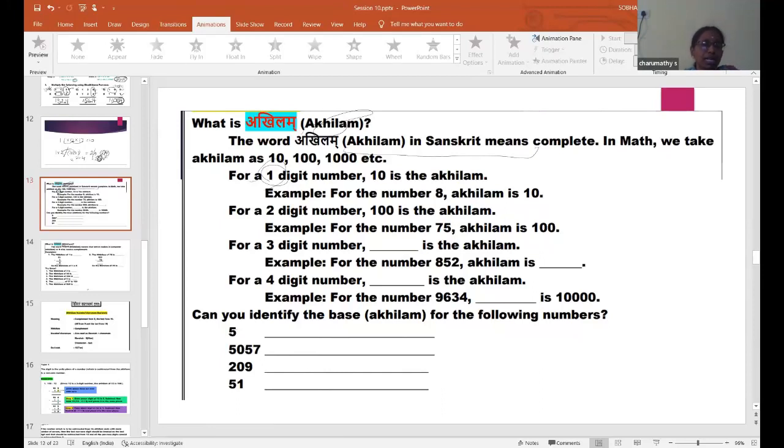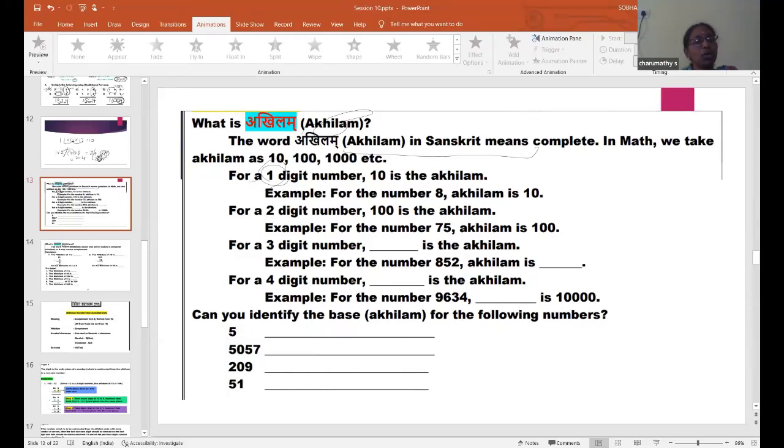Now teachers, if you look at it, it is very important that the child should have mastered the subtraction concept. That is very, very, very important.